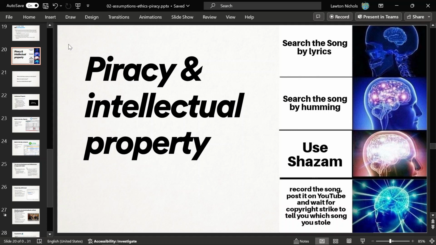This is finally computer science. So let's talk about piracy. All right, piracy. And what is piracy on the internet? It's a theft of what's called intellectual property. So we have to define that as well.